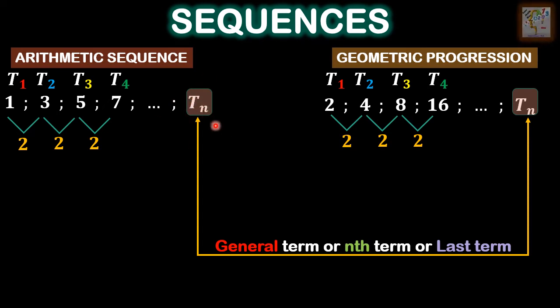So Tn means general term. Or if you don't want to say general term, you can use the variable and say nth term. And if you don't want to say the nth term, you can as well say it is the last term of the sequence.